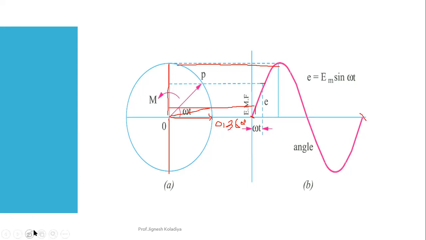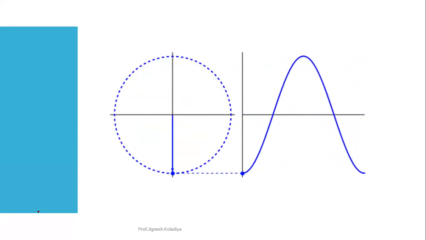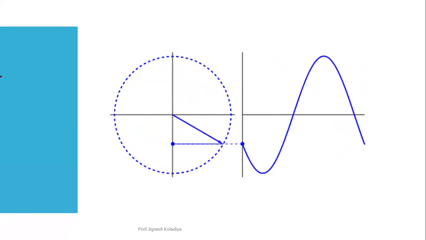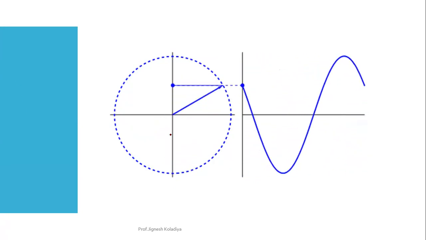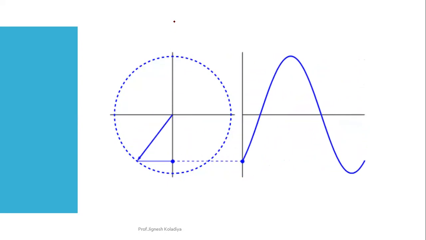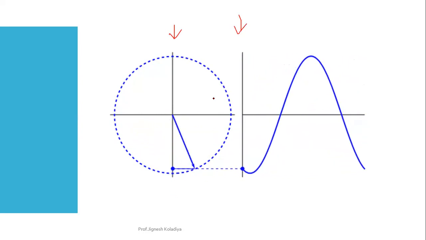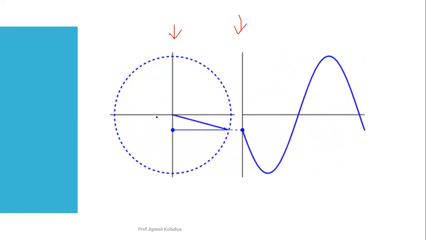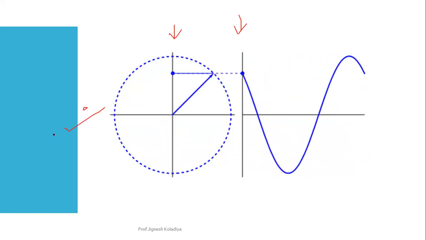Got it? So if we see the complete animation, then it will look like this. You will get instantaneous values in this manner. So you just take into account these two dots. One dot is moving on this axis and another dot is moving on this axis. You can see. So this is the phasor representation of an alternating quantity.